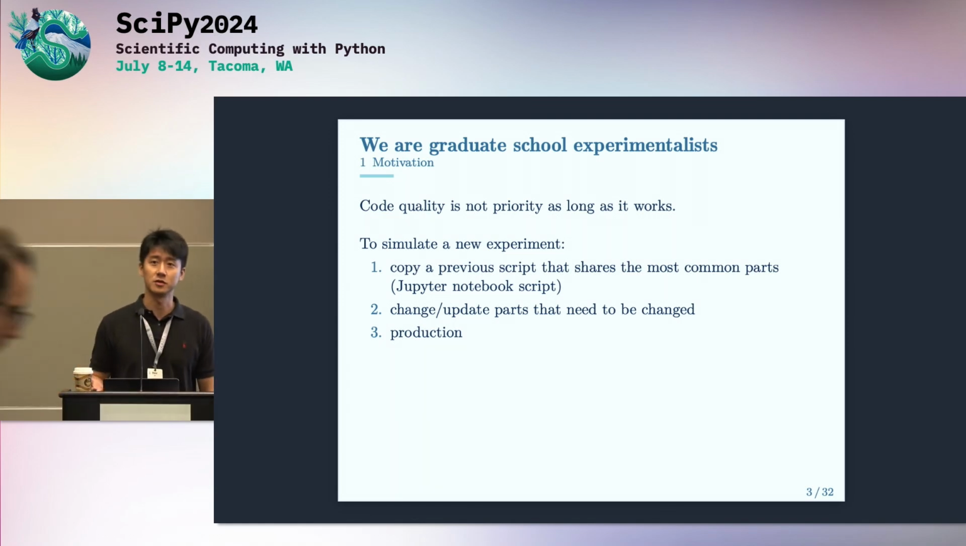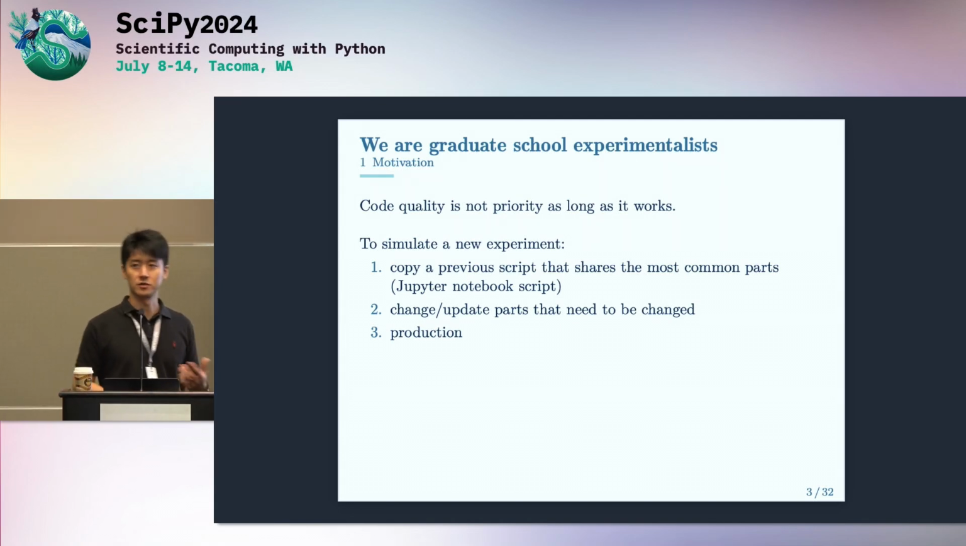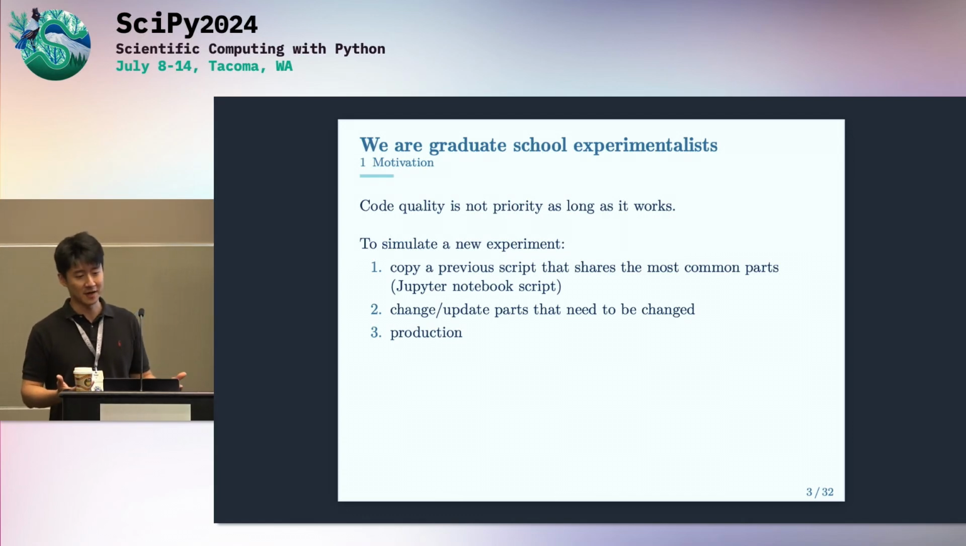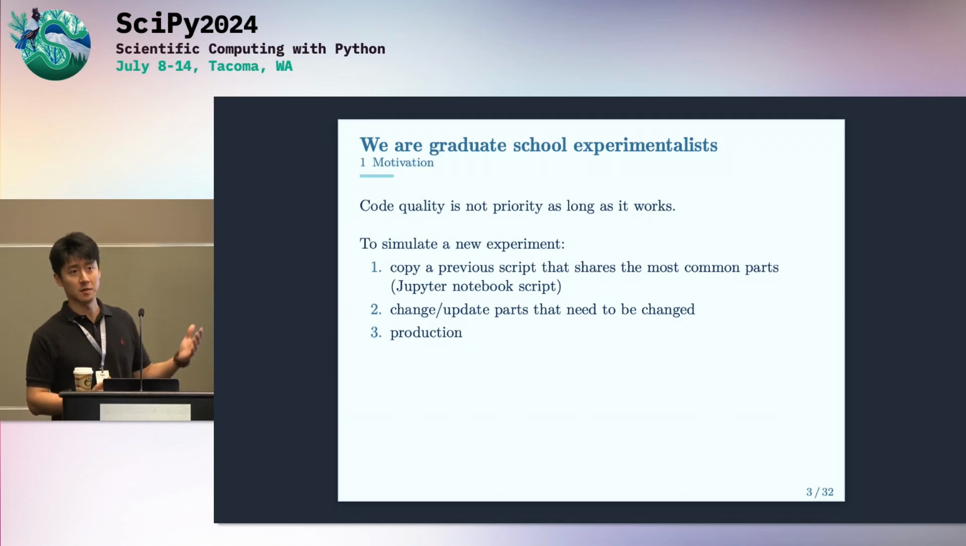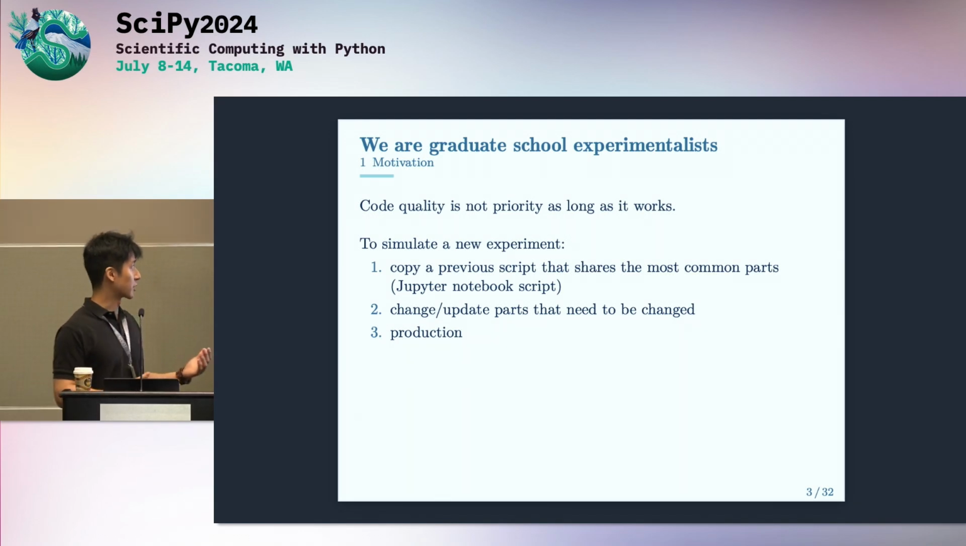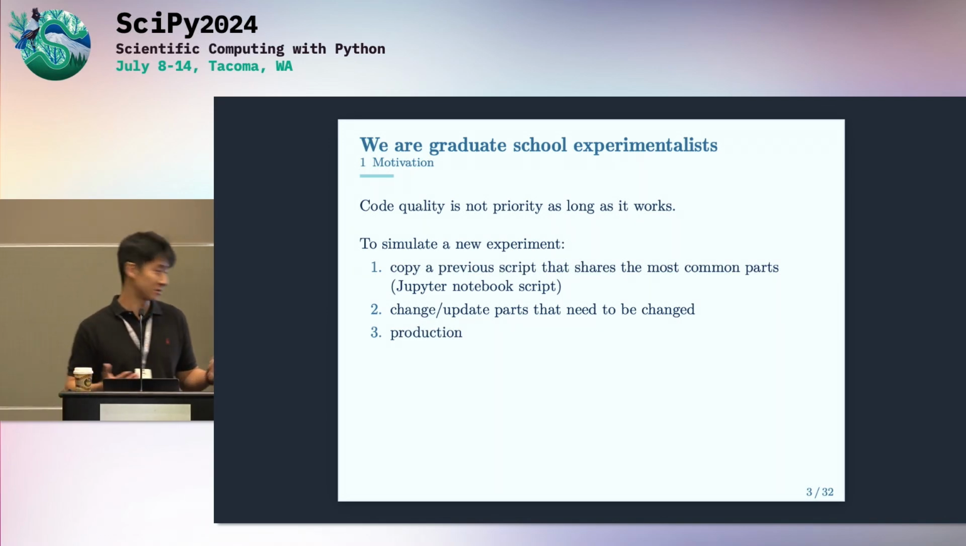If you want to create a new experiment, say there's new physics or there are new parameters, what we typically do is find something that already exists. Right? We try to search for a script that already shares most common parts. In our case, it would be a Jupyter Notebook script, and we just find parts and try to change some of it, and hopefully it works. If it works, it's production.